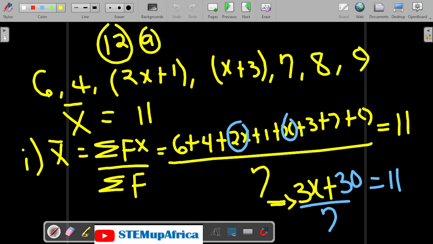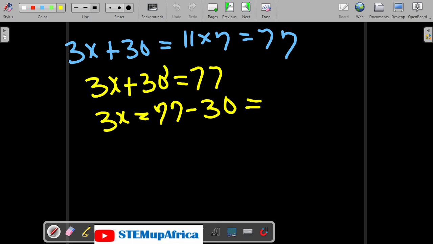Okay, let me add again. 6 plus 4 plus 1 plus 3 plus... okay, plus 8 is missing. Plus 3 plus 7 plus 8 plus 9. Here is 38. There is 38, because you're not supposed to have a decimal. I have to verify, double sure. 38. 77 minus 38, that is 39.